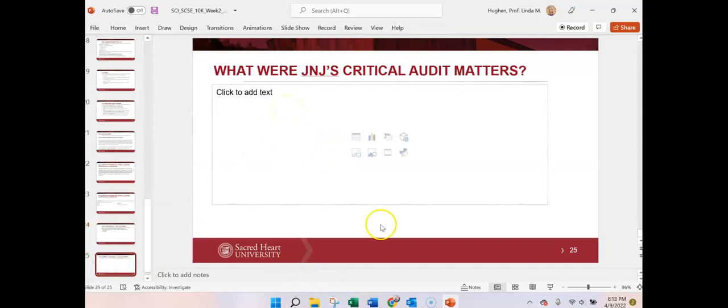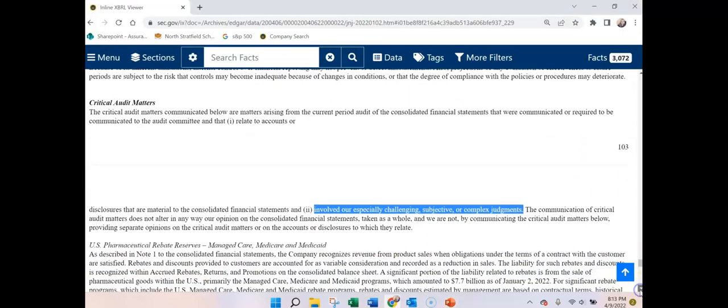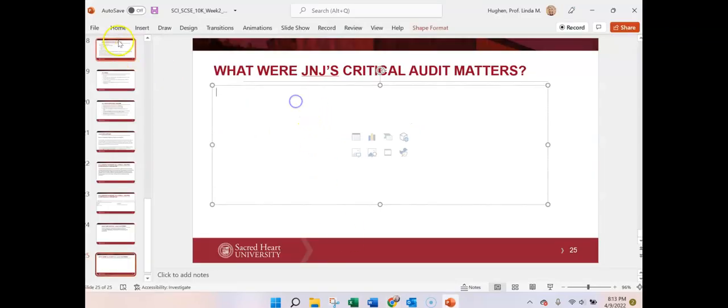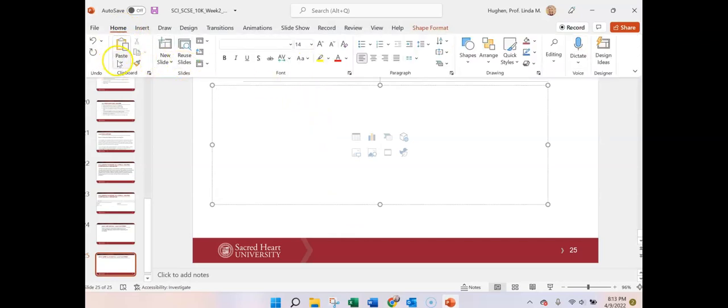And what were Johnson & Johnson's critical audit matters? U.S. pharmaceutical rebate reserves, so rebates from managed care, Medicare, and Medicaid. Johnson & Johnson is creating these products, vaccines, and medications, and they're being prescribed to patients. Now, who is paying for these? Sometimes it's the insurance company, sometimes it's the patient themselves, and sometimes it is the government for Medicare and Medicaid. So Johnson & Johnson is saying we don't know exactly how much we are going to get paid back from managed care, meaning insurance companies, and the government. So let's put pharmaceutical rebate reserves as one of these critical audit matters. It's hard to know how much revenue to recognize if we don't know how much we're actually going to end up collecting.